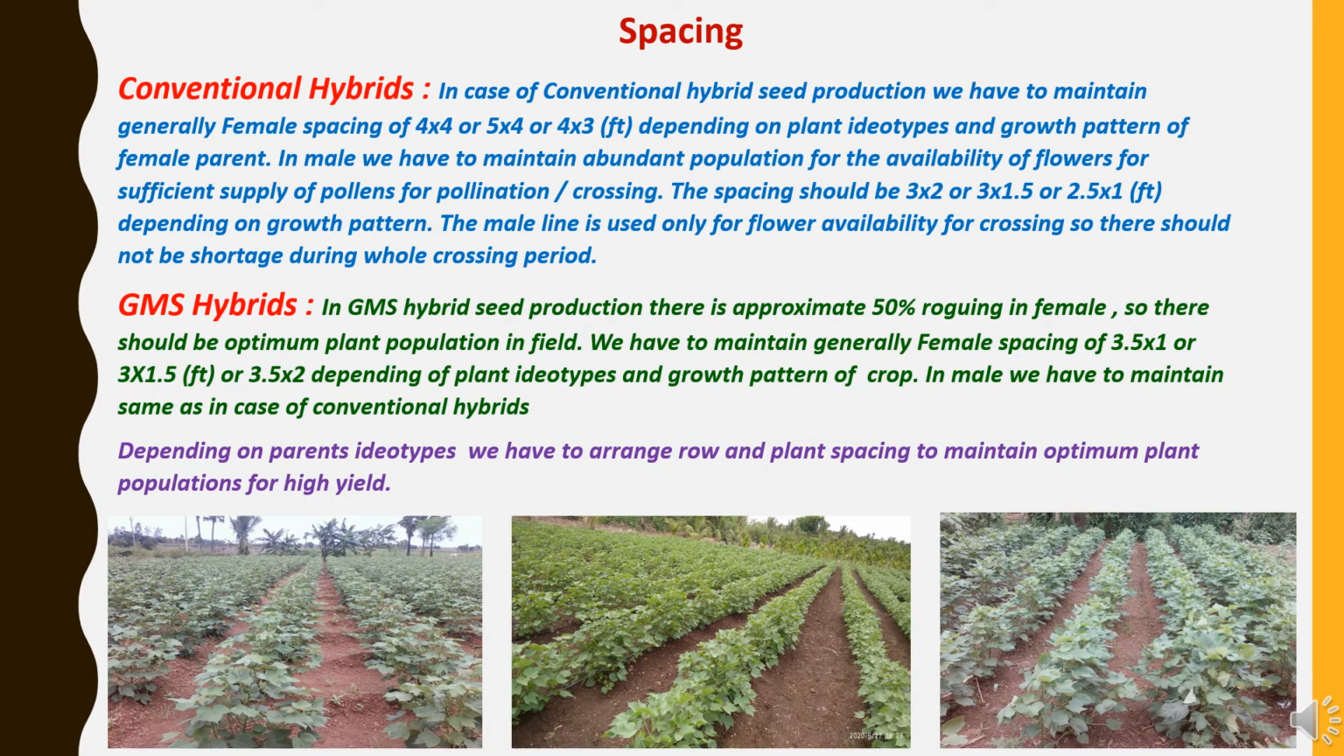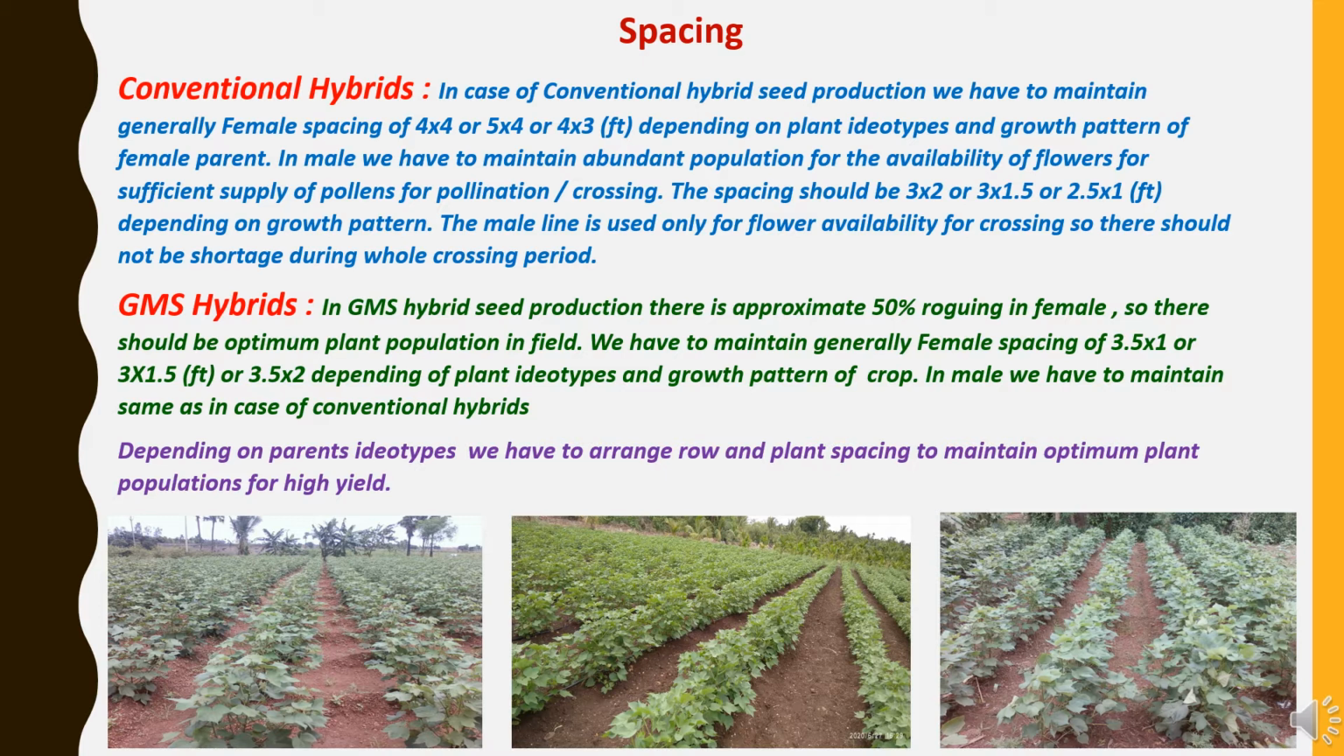Now spacing. In cotton hybrid seed production, we are following two methods, conventional hybrid seed production and GMS hybrid seed production. In both systems, the spacing will be different. In case of conventional hybrid seed production, we have to maintain generally female spacing of 4 by 4 feet or 5 by 4 feet or 4 by 3 feet or others, depending on the suitability of female parents, plant idiotypes and growth pattern of female.